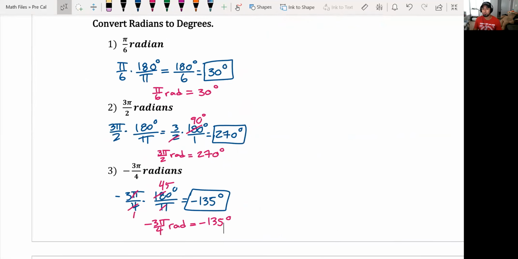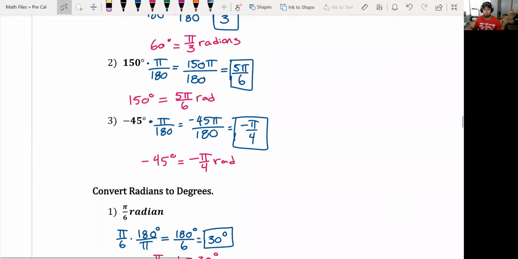Okay, and that's how you convert from degrees to radians, radians to degrees. Very helpful if you are given a radian value and you have no idea where it is on the unit circle. If you have no idea where a radian value is, convert it to degrees, and that should pinpoint it for you automatically.